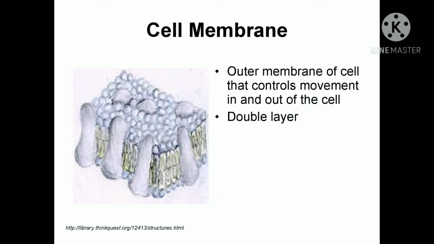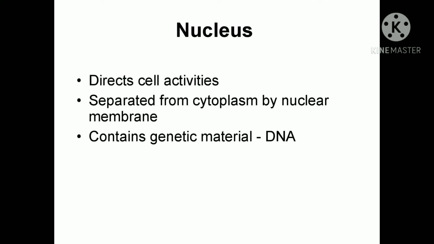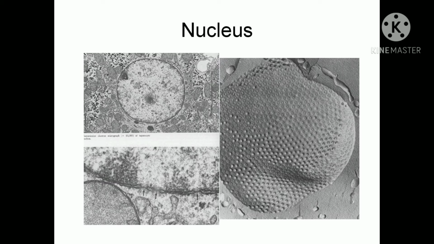Okay, now we move on to the cell wall. The cell wall is most commonly found in plant cells and bacteria. This cell wall supports and protects the cells. Okay, the nucleus. It directs the cell activities. It is generally separated from the cytoplasm by the nuclear membrane. The nucleus contains genetic material called DNA. This is the picture of the nucleus as seen under the microscope.